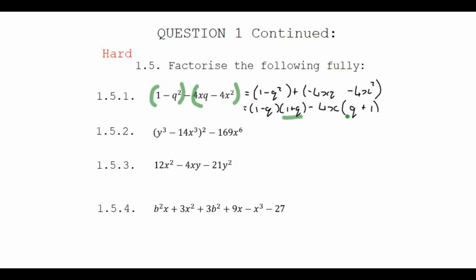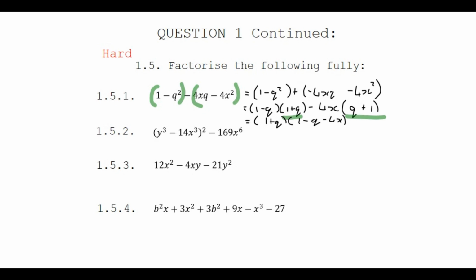And now we see another common bracket. 1 plus q and q plus 1 is the same thing. So we can go and take that out. 1 plus q, and what's left? 1 minus q minus 4x. Alright. That was simply just highest common factor by seeing that we had 4 different terms.